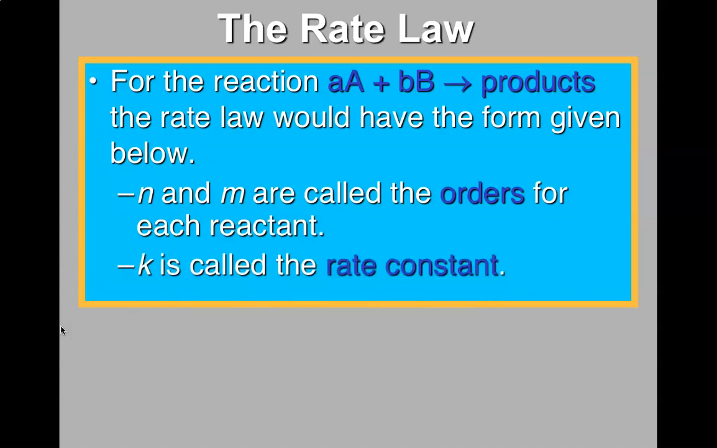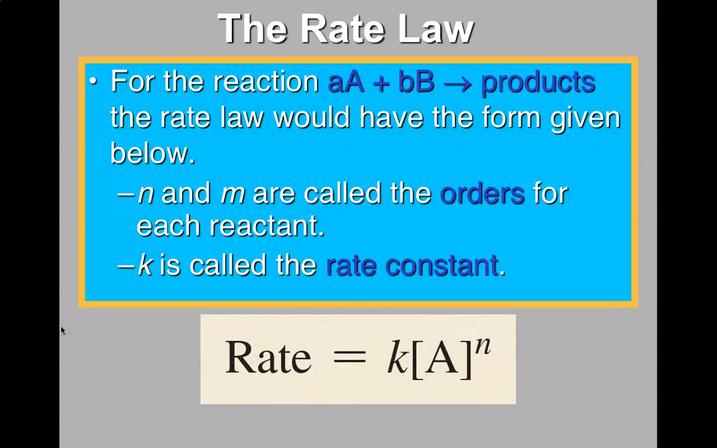The lowercase k, and I explicitly am saying lowercase k, is the rate constant. Capital K is not the rate constant. It is the equilibrium constant, which we'll see in our next topic. So realize, same letter, lowercase versus capital. So here's our rate law: rate equals k times the concentration of A raised to some power n.